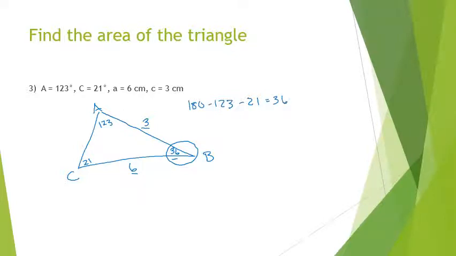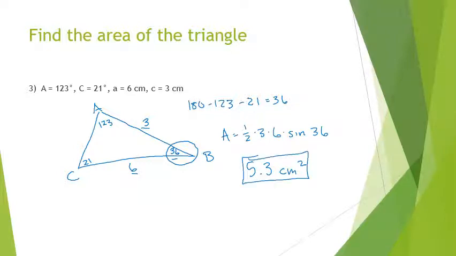So now we can do area is 1/2 times the 2 sides times the sine of the angle between them. Okay, so I'll type that in. 1/2 times 3 times 6 times the sine of 36. And I get 5.29, so 5.3 centimeters squared.